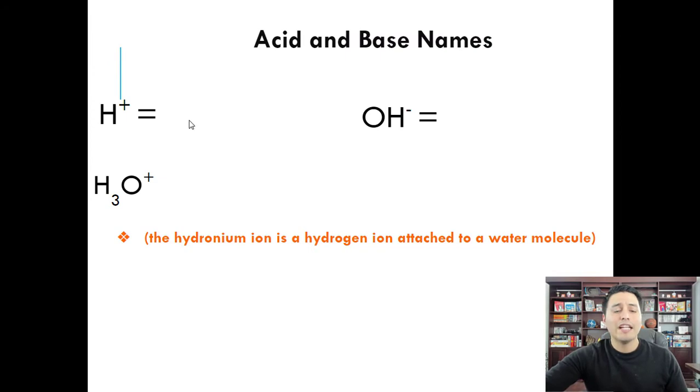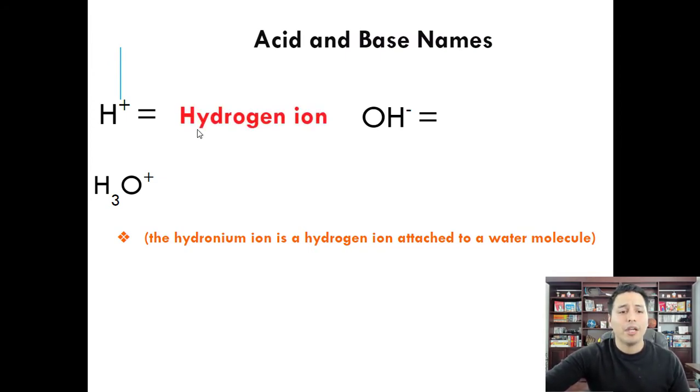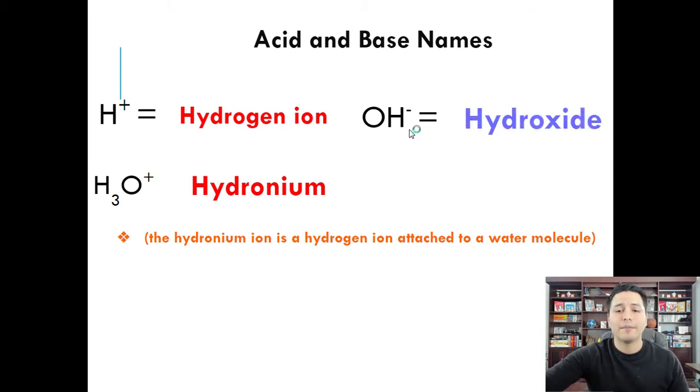All right, so your H plus has a name, and that H plus is simply called your hydrogen ion. Now your H3O plus is simply your hydrogen ion attached to a water molecule, so this is going to be known as hydronium. Lastly, you have your OH minus. This should be called hydroxide. It's super important that you memorize these because we're going to be using these pretty much this entire unit, so know them by heart. Now remember, the hydronium ion is a hydrogen ion attached to a water molecule.